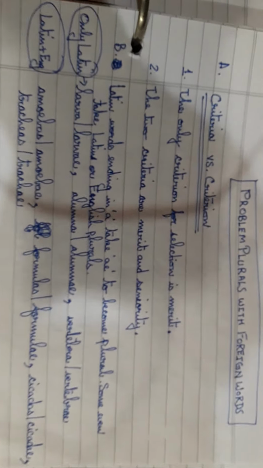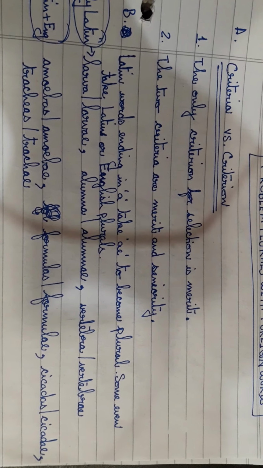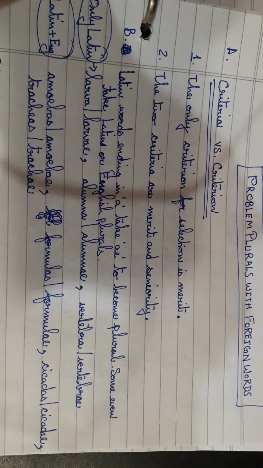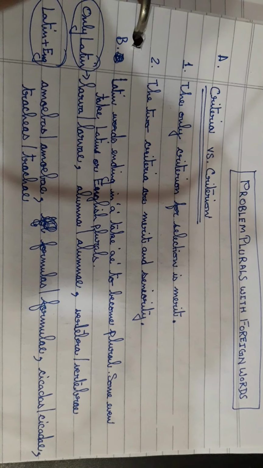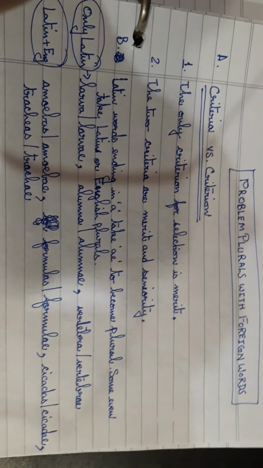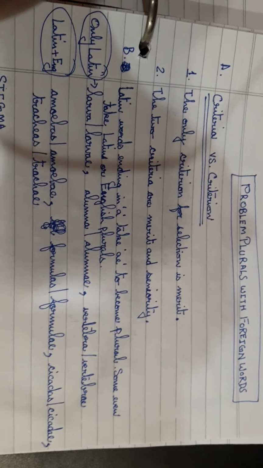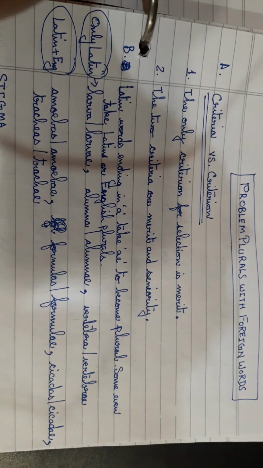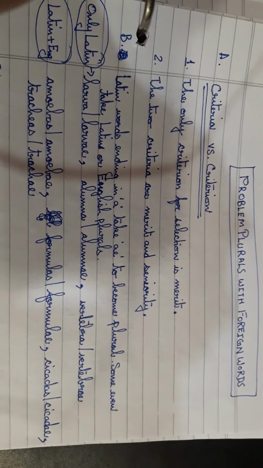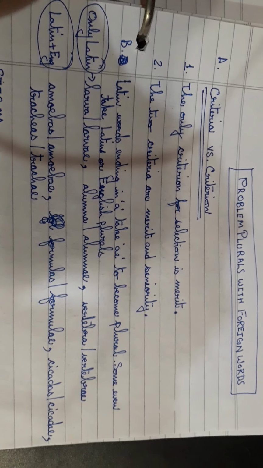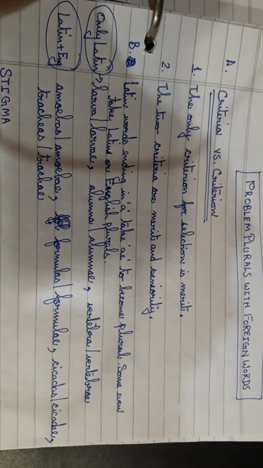Now there are certain words in Latin that end in A and they take AE to become plural. So larva, larvae; alumna, alumnae; vertebra, vertebrae. Just remember these three very typical usages. Latin plus English: amoeba becomes amoebae or amoebas. Formula becomes formulas or formulae. Cicada becomes cicadas or cicadae. Trachea becomes tracheas or tracheae.